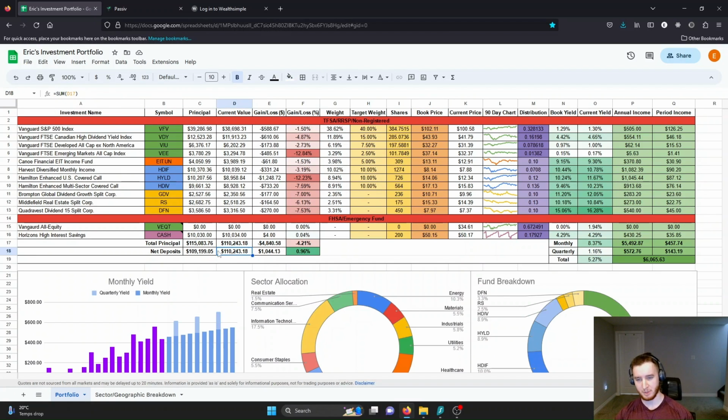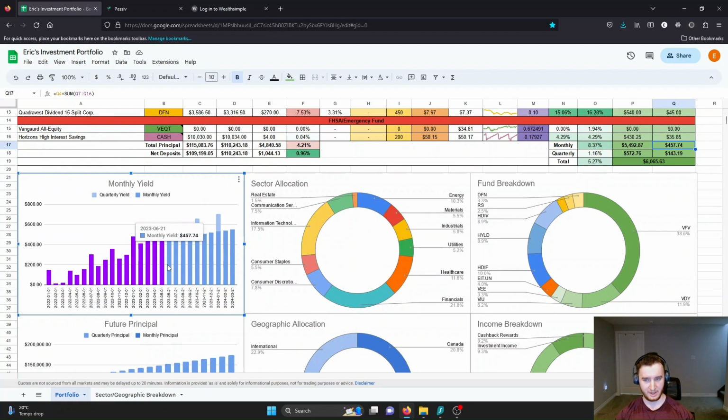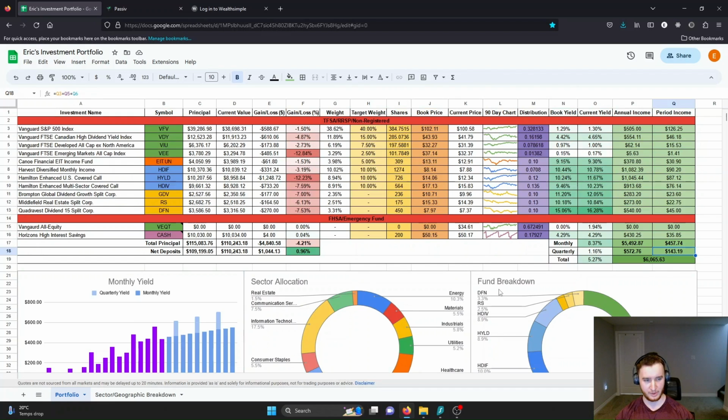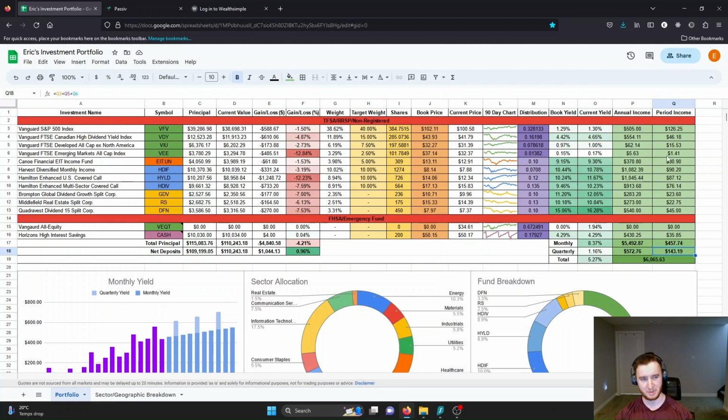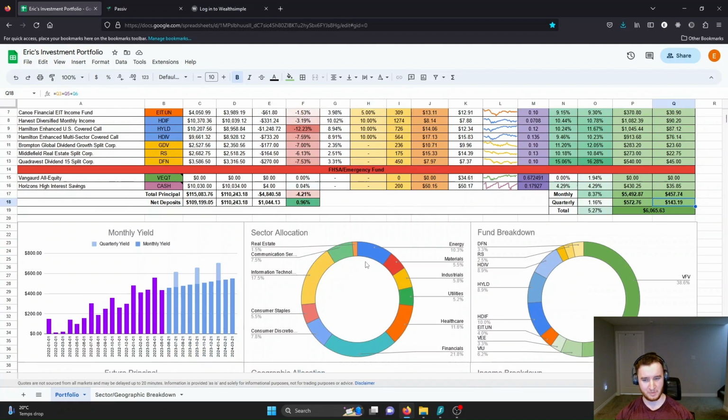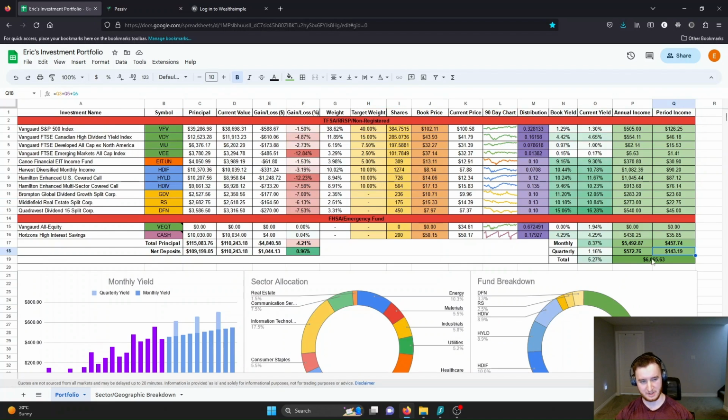So you can see relative to my net deposits and the current portfolio value, I'm actually up almost 1%, so that's about a $1,000 gain. And right now I'm getting about $457 of monthly income, which I should expect for June, and $143 for the quarter. That's based on the previous quarter's distributions. I expect those to go up a bit, especially for VEE and VIU. Altogether that gives me a bit over $6,000 a year, because I expect those quarterly distributions to increase significantly in the next quarter.